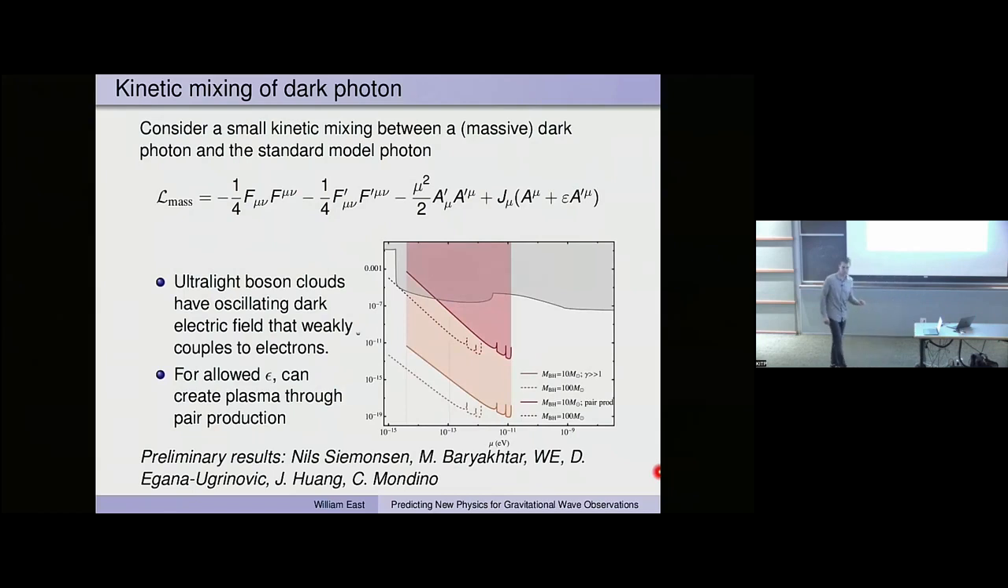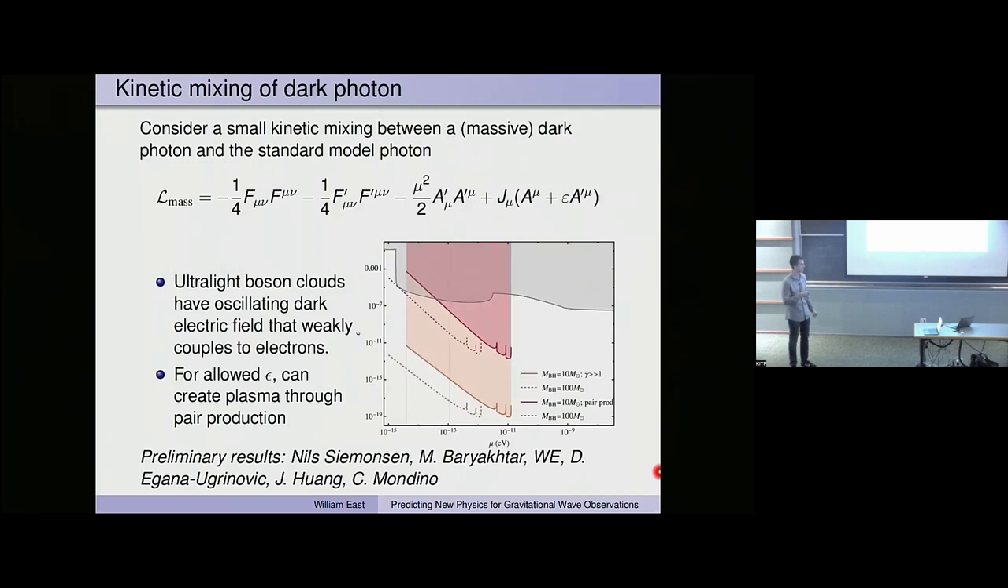In the last minute, I also want to mention that so far I've just talked about ultralight bosons that interact gravitationally, but it's also interesting to consider what happens if you have some very small but non-zero coupling to standard model particles. In particular, a natural model to consider is some kinetic mixing of a dark photon with our ordinary standard model photon. You can think of it as this dark massive vector that would go through superradiance around a black hole having some small coupling to electrons and positrons, parameterized by this parameter epsilon.